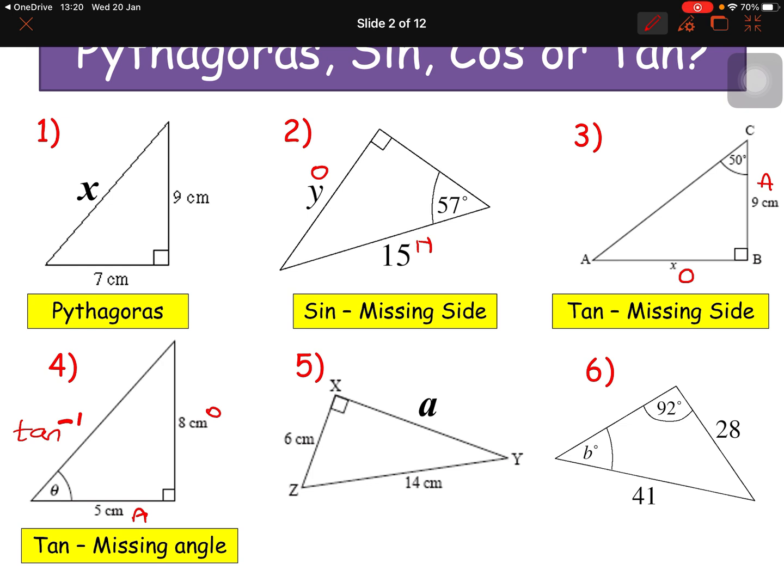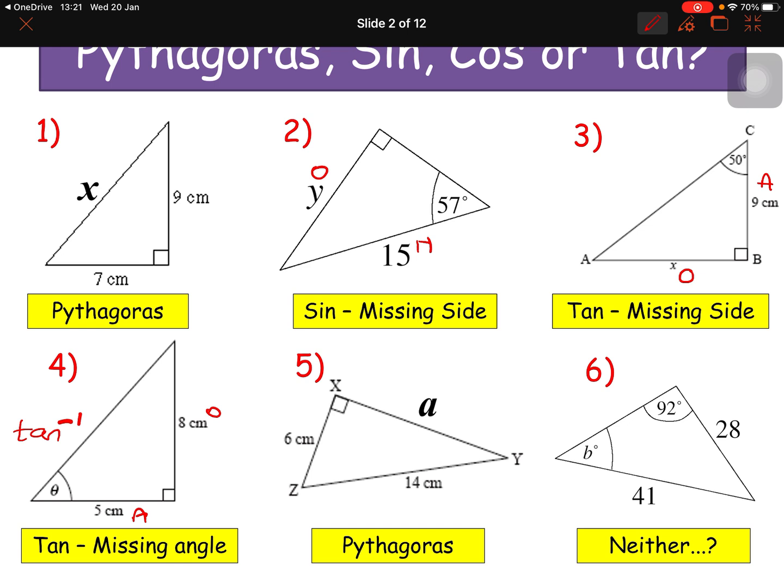Next one, you've got 2 sides, and we're trying to find a third side, so no angles involved at all, which means we're going to be using Pythagoras again. Last one, we've got an angle and we've got 2 sides. However, we cannot use any of these above because the angle we've got is not a right angle. So we currently do not have a way of working this out.